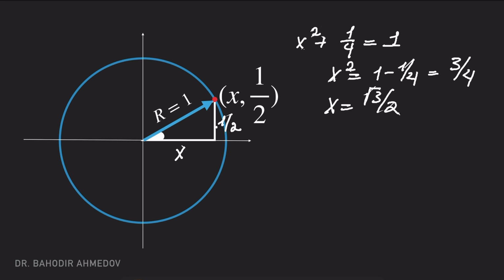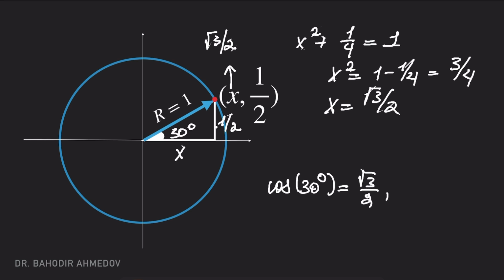So I found the coordinates of this point, right? Here the x is equal to the square root of 3 over 2. And the coordinates of the point tell me the values of the sine and cosine. The x-coordinate tells me the value of the cosine of 30 degrees, which is square root of 3 over 2. And the y-coordinate of the point tells me the value of the sine of this angle, which is equal to 1 over 2.